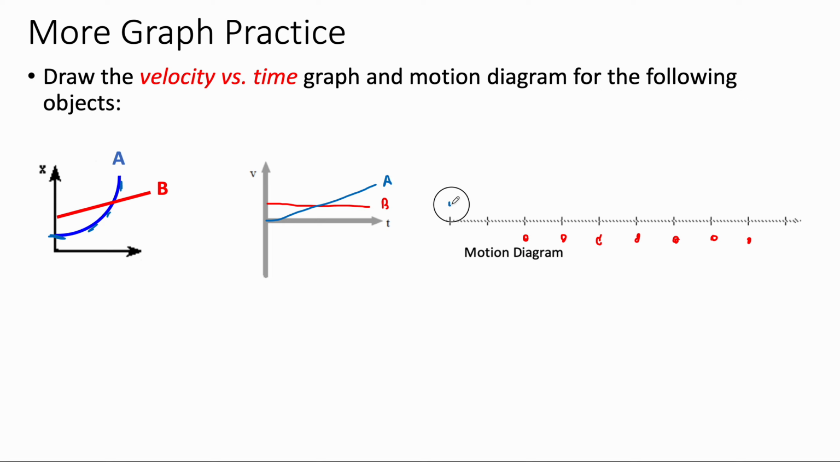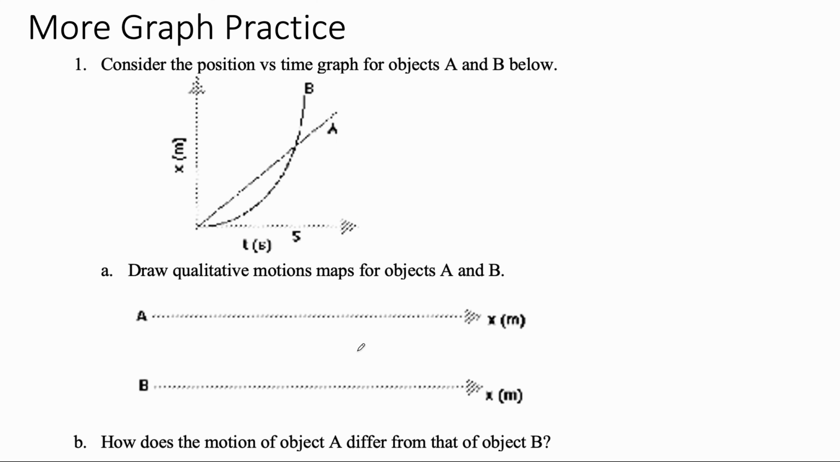So starting out the origin, initially moving slower, but picking up speed the entire time. And so it's going to go much, much faster. And again, I could draw arrows on that, but you get the idea. Take a look at these graph ones real quick. This is actually fairly similar. Question is, how does the motion of A differ from that of B?